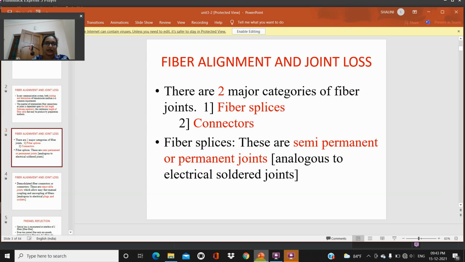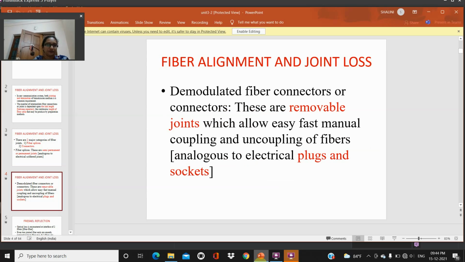Fiber alignment and joint losses. There are two major categories of fiber joints: fiber splices and connectors. The fiber splices are semi-permanent or permanent joints, which are analogous to electrical solder joints.